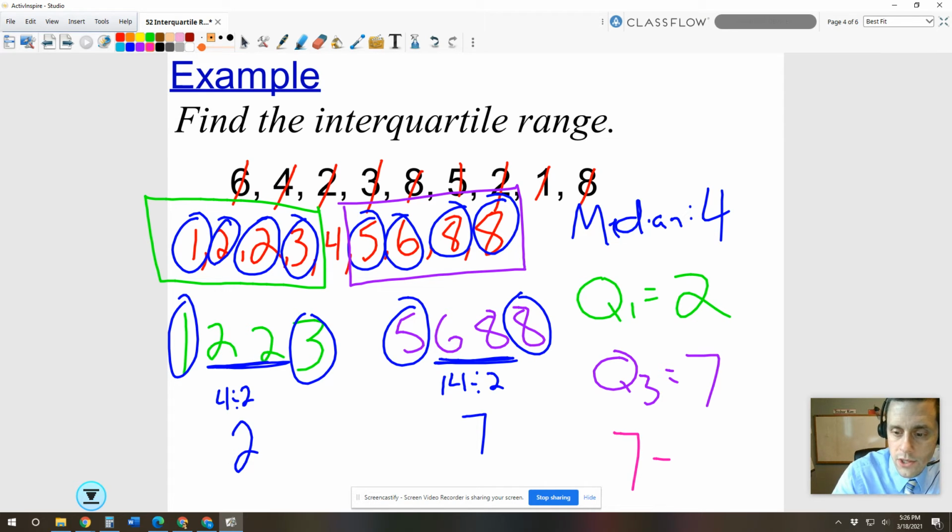And now my final step for interquartile range, I want to take my Q3, which is 7. I'm going to subtract my Q1, which is 2. 7 minus 2 gives me an interquartile range of 5.